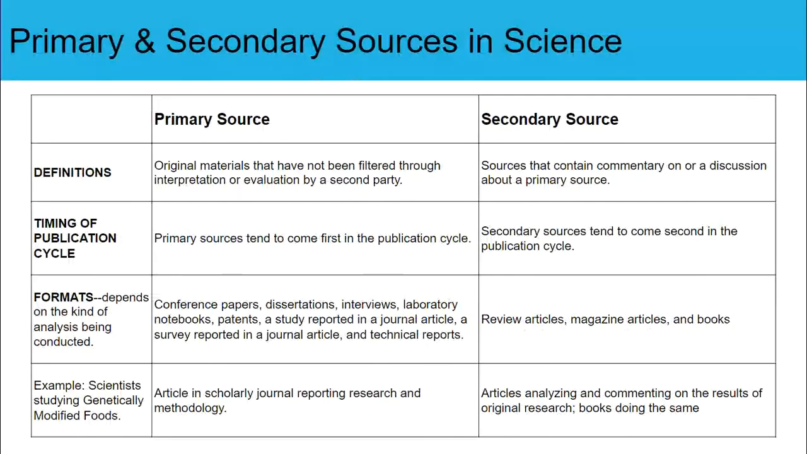When we talk about primary and secondary sources in science, it may be different to what you refer to in other subjects. So when we look at primary sources, it's original materials that have not been filtered through interpretation or evaluation. So it looks at things like conference papers, lab notebooks, patents, a study reported in a journal article. And then when we're looking at secondary sources, it contains information about a primary source. They tend to come second in the publication cycle, and they're things like review articles or journal articles that reference another paper, not directly using it itself.